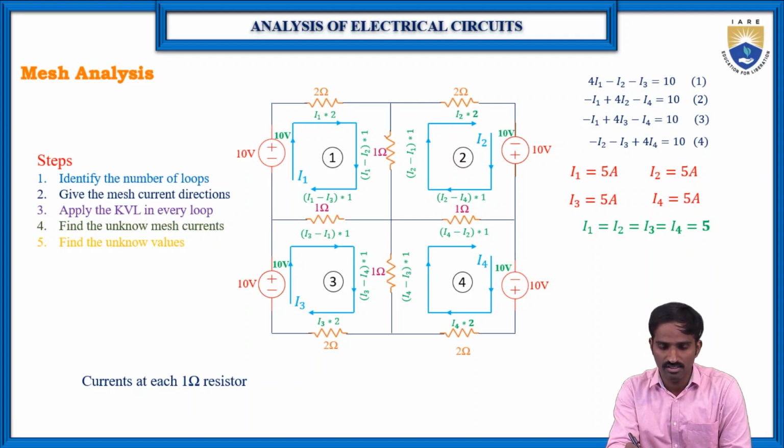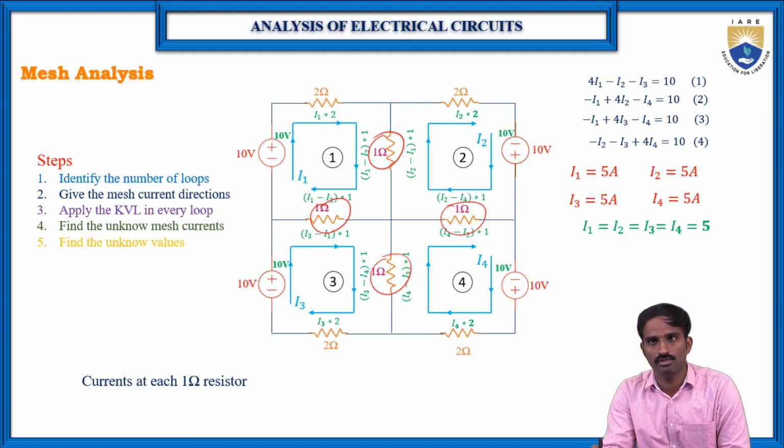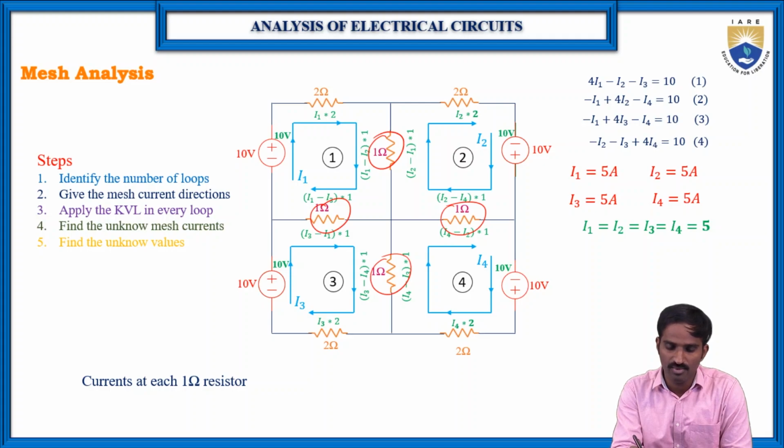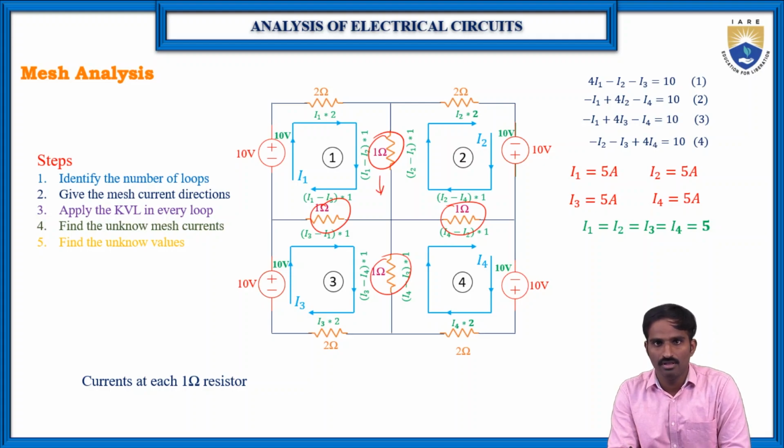how many 1 ohm resistors are there? 1, 2, 3 and 4. Because here the current flowing through a 1 ohm resistor is (I1 minus I2) into 1 or (I2 minus I1) into 1. If you consider (I1 minus I2) into 1, then the direction of the current is the same as I1. Or if you want to use the equation (I2 minus I1) into 1, then you have to consider the direction of the current flowing through the 1 ohm resistor as like I2. Of course the value you will get is the same, only the direction is different, plus or minus.